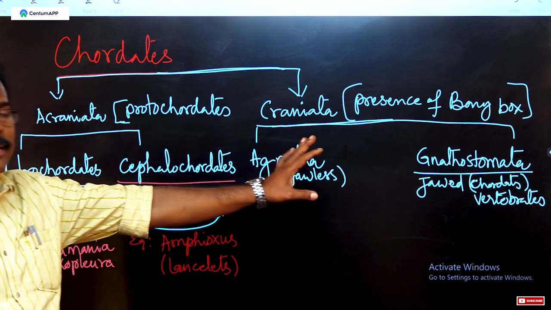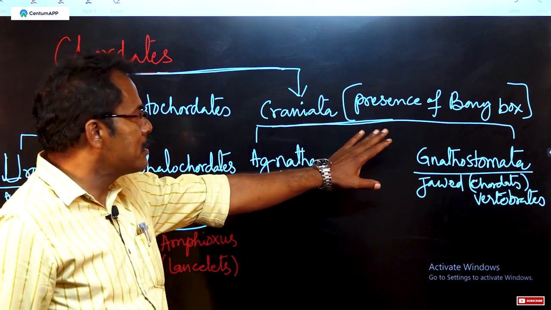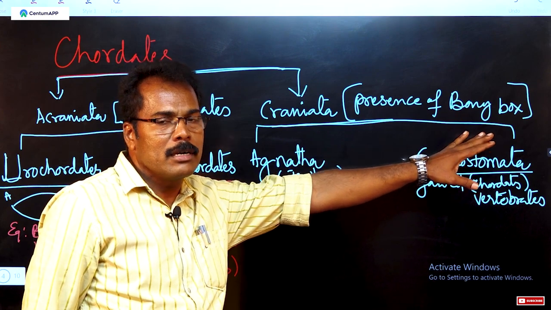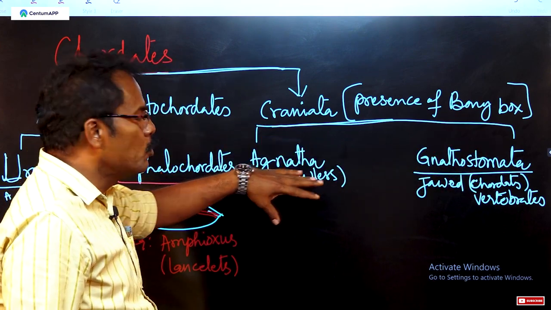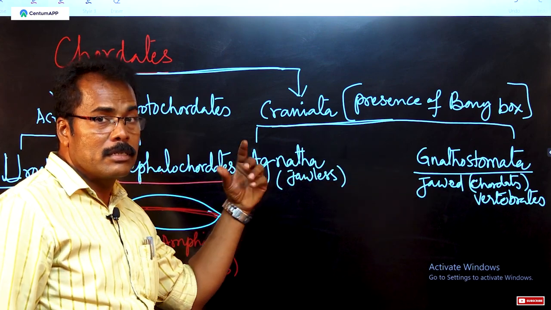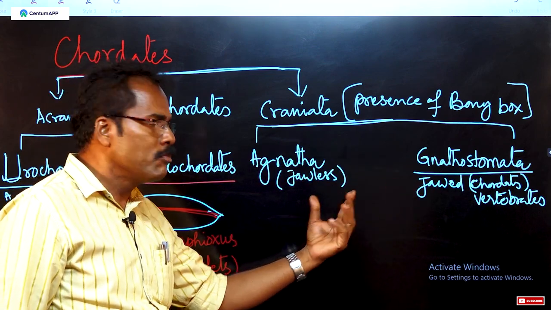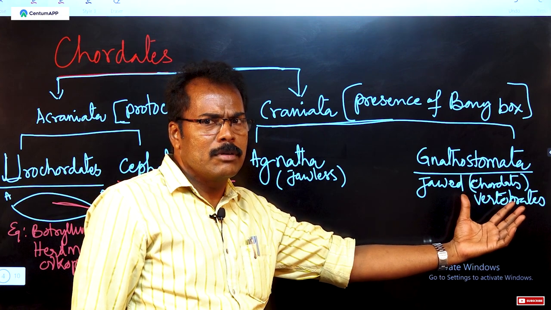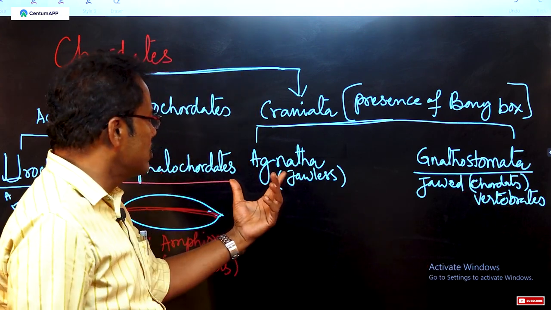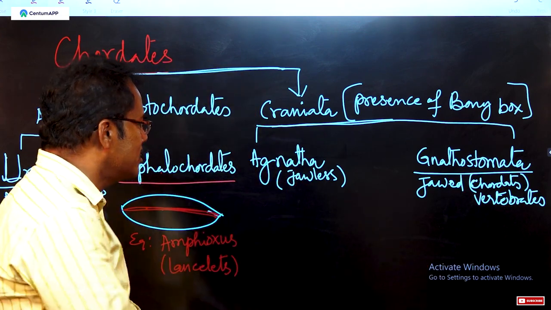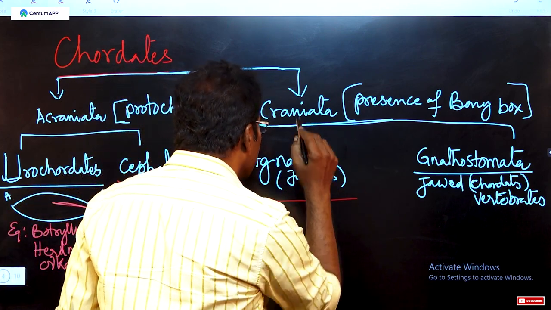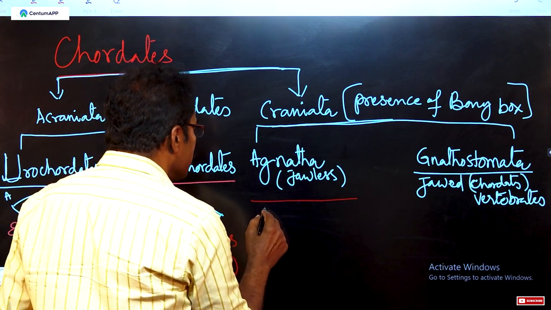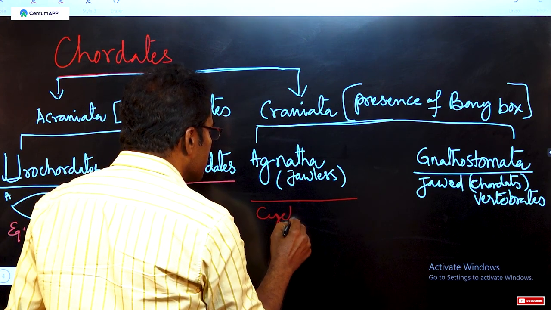Then coming to the craniata. Craniata means presence of bony box or skull. In this group, there are two types of organisms included. Some animals do not have jaws and most of the animals will have jaws. Those that do not have jaws are called jawless vertebrates, and these jawless vertebrates are called cyclostomes.